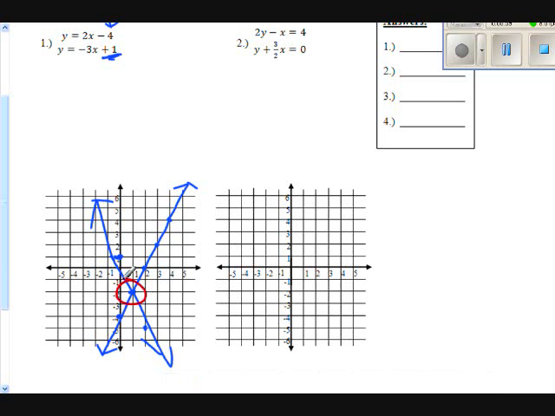And if I look at that, they intersect at this point, and the point is my answer, so I can't go anywhere without writing down the point, which looks like (1, -2). All right, so my answer for that one is (1, -2).